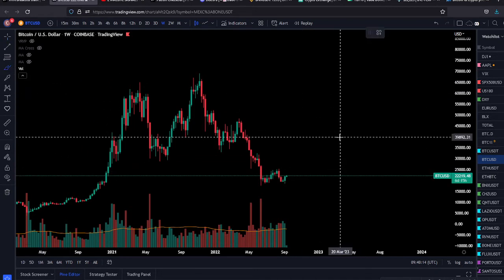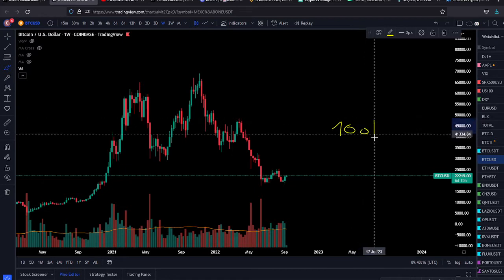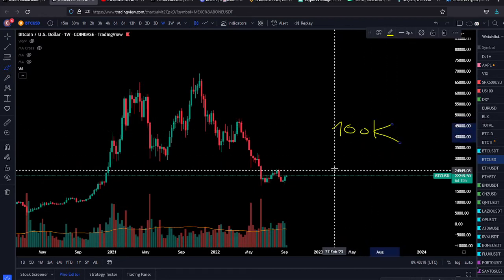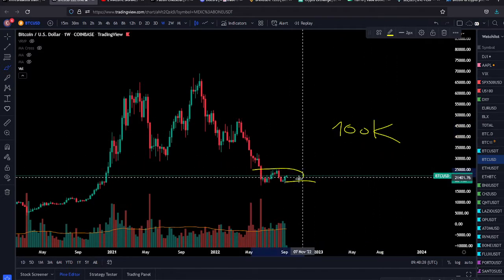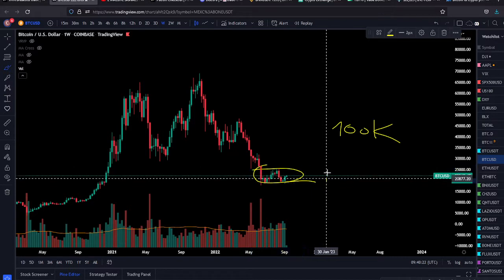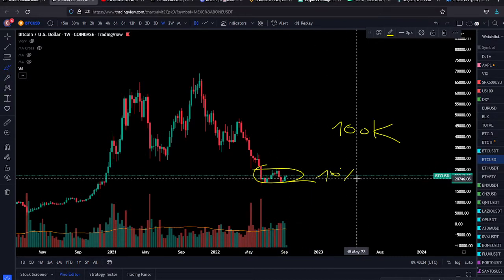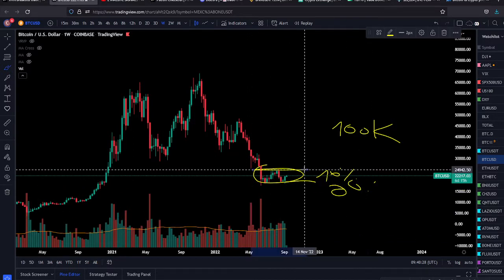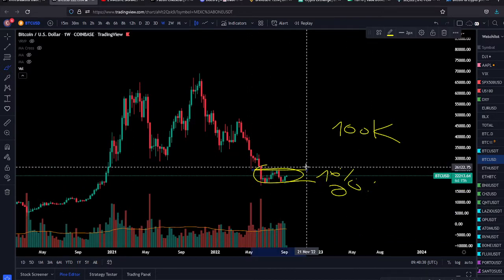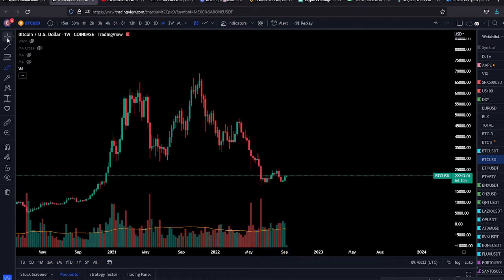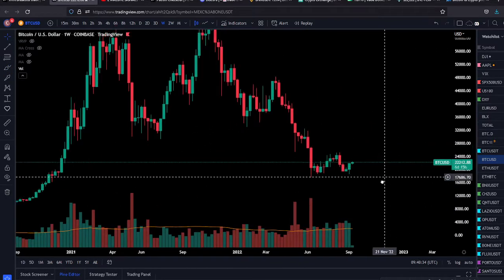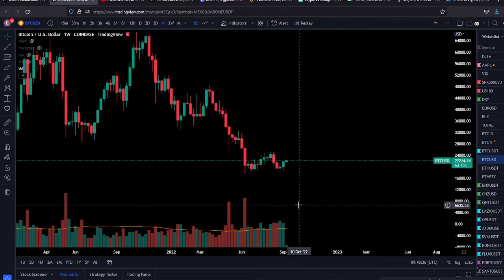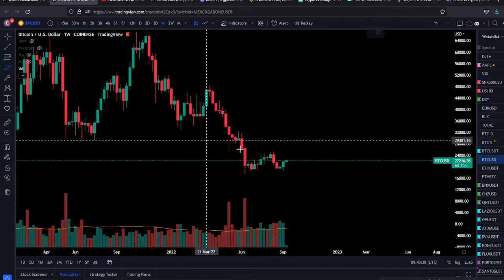So let's say you have 100K, or 100% capital. You start throwing in on these levels. Let's say you start buying 10% of your capital or 20% capital here. And then once you get signals on the chart, you add on to your investment. So what do I mean by signals? First of all, if it breaks lower, you add more. Easy peasy. That's the strategy.